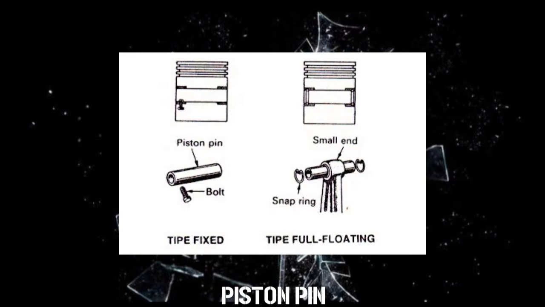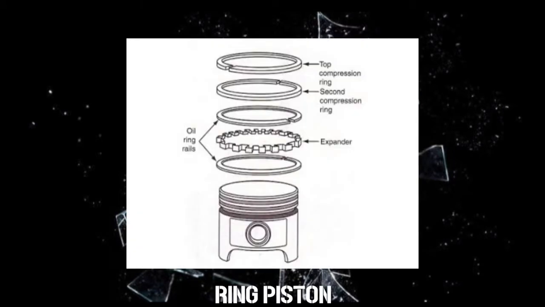4. Piston pin. The function of the piston pin is to connect the piston with the small end of the connecting rod through the bushing and pass the combustion pressure received by the piston to the piston rod. 5. Piston ring. As a seal between the piston and the cylinder wall to prevent gas leaks during the compression stroke and the work stroke.